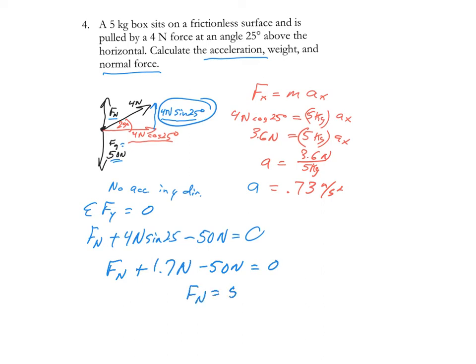Force normal equals 50 newtons minus 1.7 newtons. Force normal equals 47.3. 47? Yeah, no, 48. What kind of an idiot cannot subtract 50 and 1.7? I'll tell you who, me. Just didn't look right. That's 48.3 newtons. Leave me alone, I'm tired.